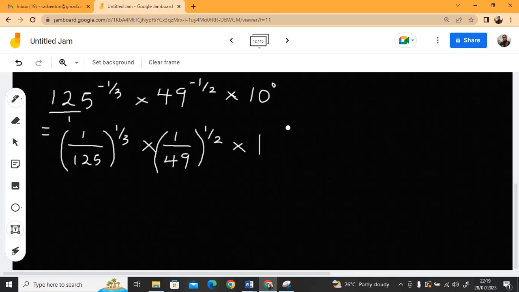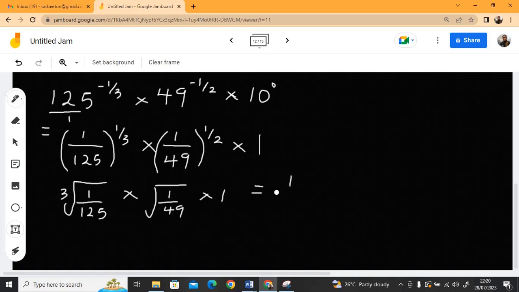Is 1. Now this one, this 3 means cube root, abi. So what you have is cube root of 1 over 125. That's what it means. There will be 3 here. That's what this 3 means. Times the same thing. This one will become square root. You don't need to put 2 here because this thing means 2 on its own. 1 over 49 times 1. So your final answer now, cube root of 1 is what?